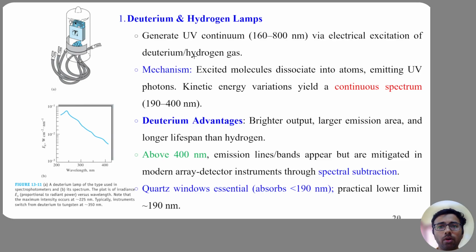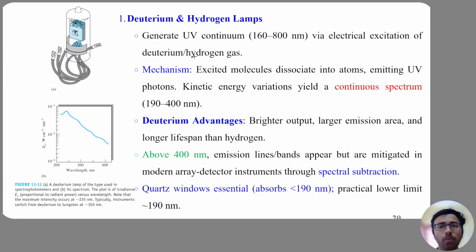Now, an important practical question, that is, why do we prefer deuterium over hydrogen? There are three main reasons. First one is higher brightness, second is larger emission region, and third is longer operational lifetime. Above 400 nanometers, sharp emission lines begin appearing. These are no longer ideal continuum. However, modern instruments can mathematically subtract these artifacts.